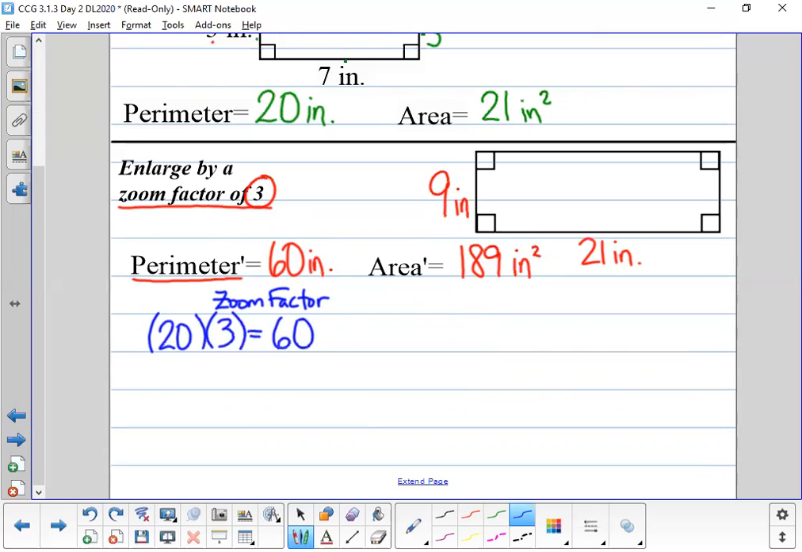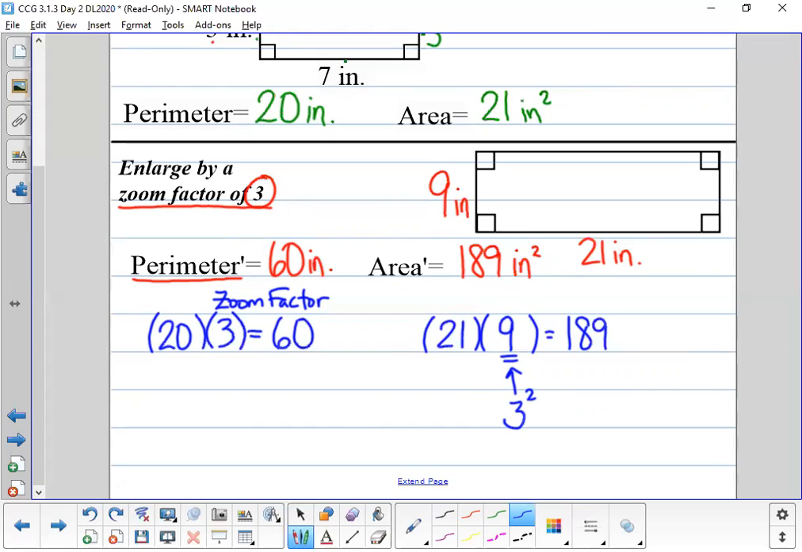Cool. All right, now my area was 21. And then I multiplied it by something and I ended up at 189. That was my new area. So what did I multiply that by? Well, I can do 189 divided by 21 to figure out what I multiplied it by. And it turns out that I multiplied it by 9. 9 is not my zoom factor, but 9 is what I get when I square my zoom factor. So 9 is 3 squared.